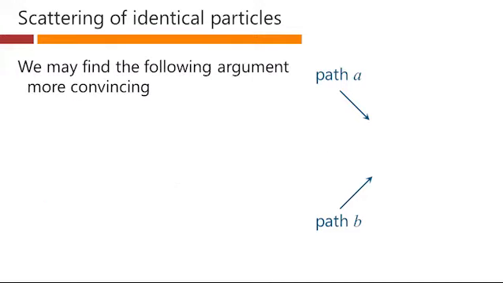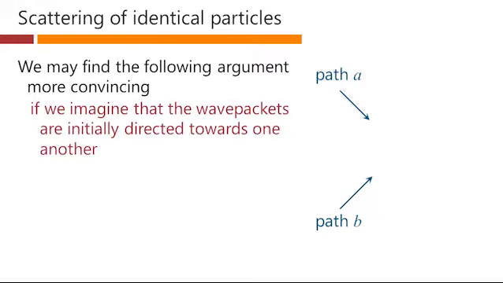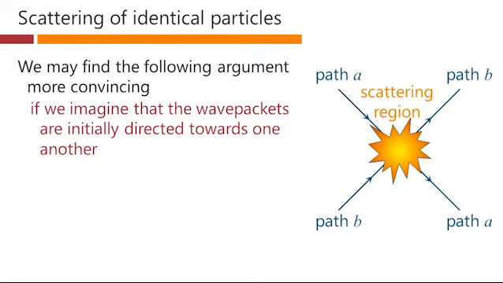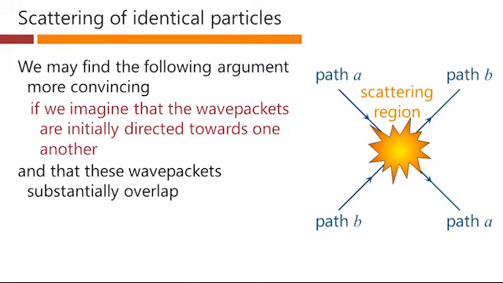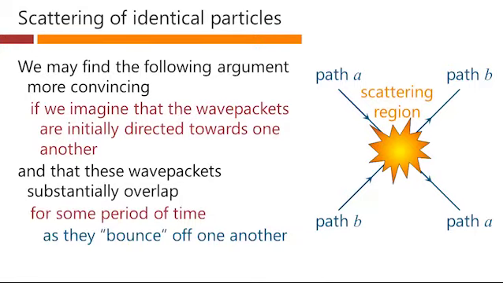Now, we may find the following argument more convincing if we imagine that the wave packets are, as on these paths, initially directed towards one another, so into some scattering region here, and that these wave packets substantially overlap in here for some period of time as they bounce off one another, possibly doing this or possibly doing that or something else.